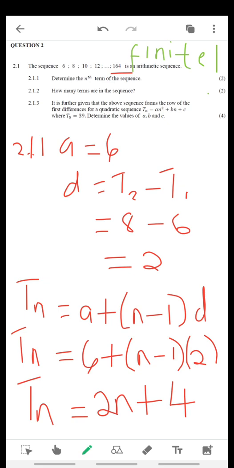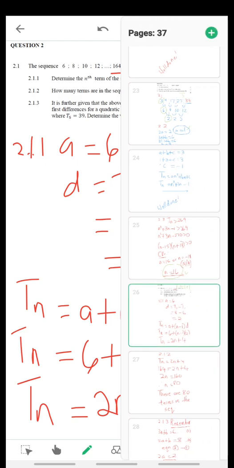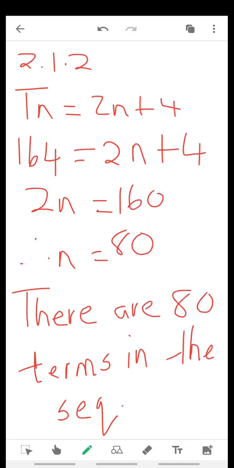Well done. 2.1.2. How many terms are there in the sequence? Meaning we need to find n. Remember, I said n also represents the total number of terms in a sequence. But do we know what Tn is? Yes, we do, and that is 164. Do we know our A? Yes, 6. Do we know our D? Yes, 2. Therefore, we can find the number of terms. How do we find it? Like that. Where there is Tn, I've put 164, all equal to 2n plus 4.